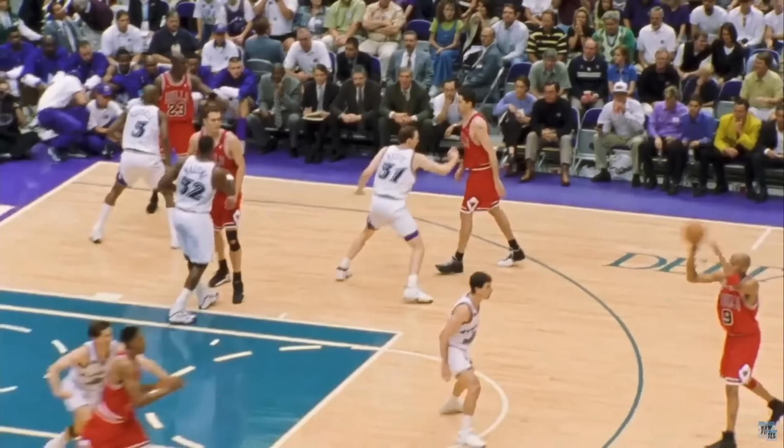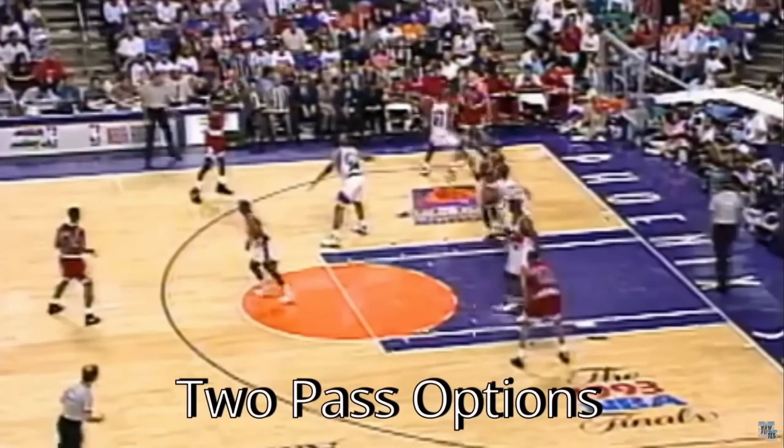After the triangle is set up, the next step is what Phil would call the two-pass. The two-pass could go to any of the 4 other players, depending on what the defense was giving up. So now let's get into all 4 of those options.